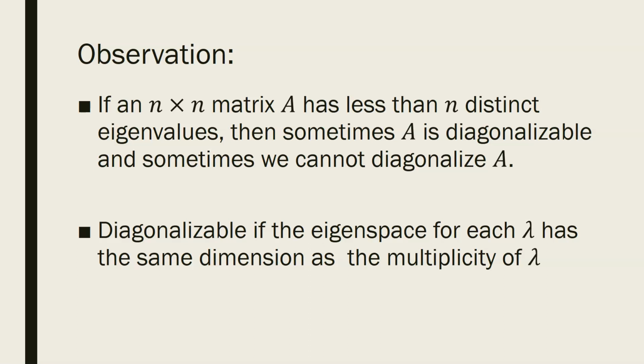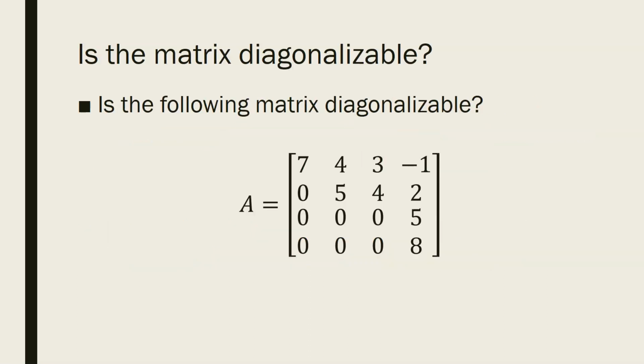So let's take a quick look at a couple of examples, and in this first one, we won't go through the entire process of finding P, but I will argue why something is diagonalizable or why it's not diagonalizable. So I want you to take a moment, push pause on the video, and ask yourself if this matrix is diagonalizable.